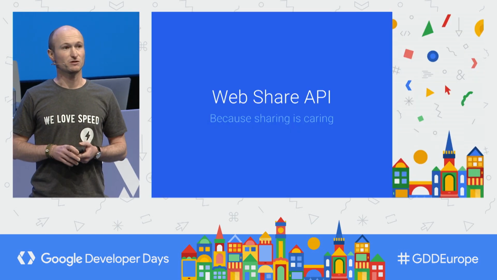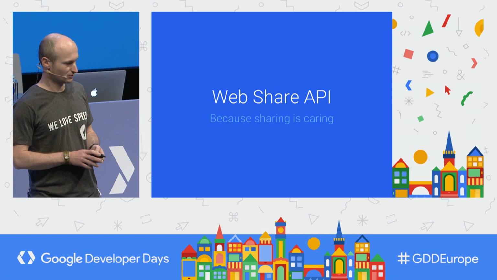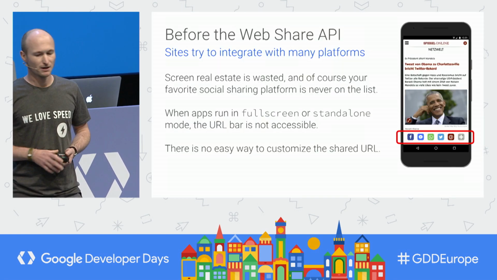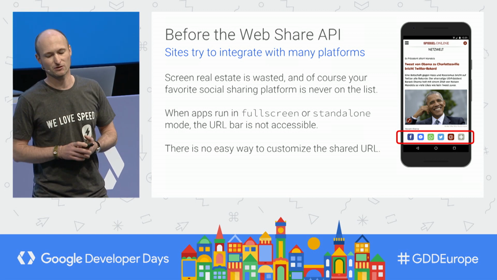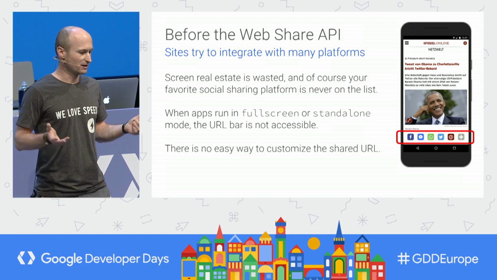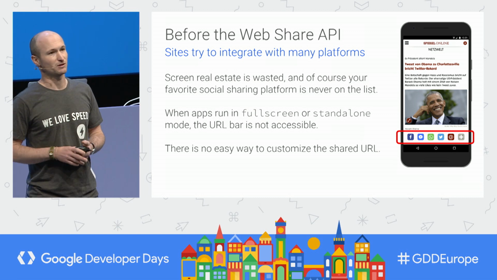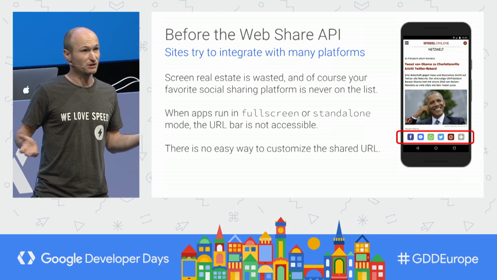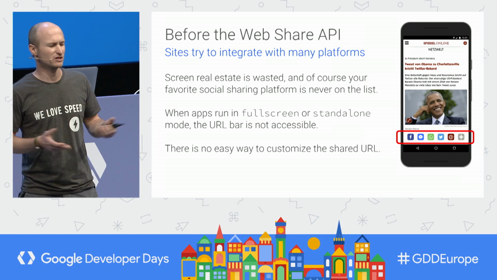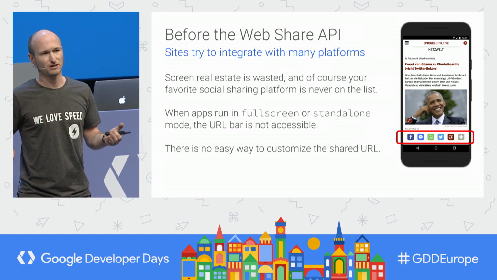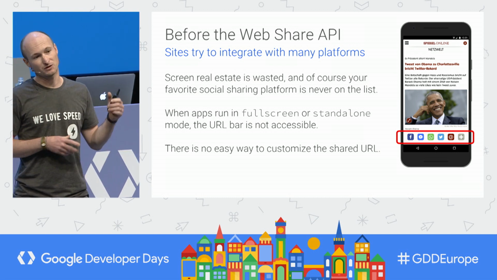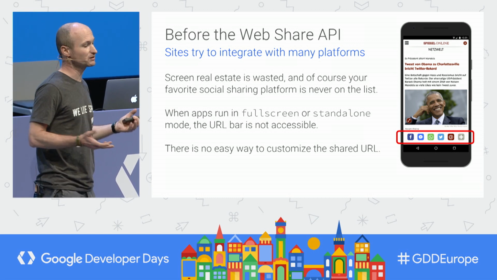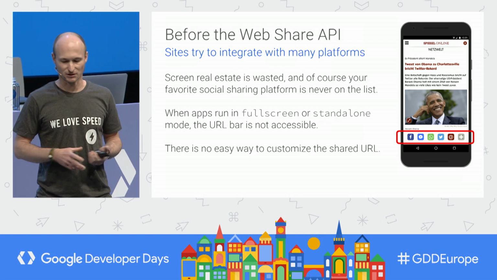The next thing is the Web Share API, because we all do know that sharing is caring. And if you want to do that on pretty much any site in 2017, you end up with an experience like the one that you can see on this slide. So a lot of screen real estate is, in a sense, wasted for all these sharing buttons. And of course, looking at the sharing buttons, always the one social network that you actually would want to share on is not on the list.